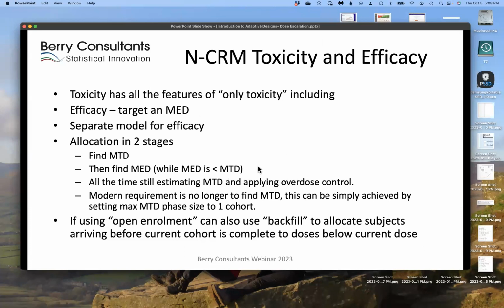Of course, you're not guaranteed that the minimum efficacious dose is below the MTD, and all the overdose protection rules still apply. So if the MED is above the MTD, then you're restricted to allocating no higher than the MTD. And once you reach a second cap of number of cohorts on that MTD, then the trial will stop. Basically saying, well, we can't search for the MED; it's too high. All the while doing the second phase and looking for the MED, of course, it's still getting toxicity data. It's still updating the toxicity model, which may shift where the MTD is.